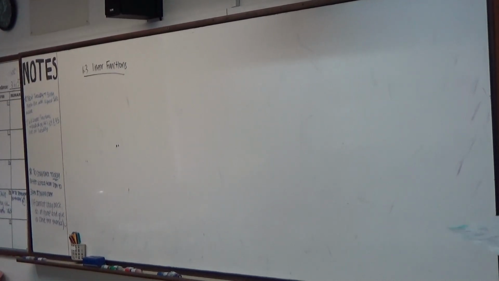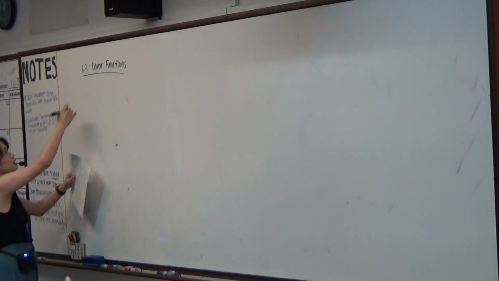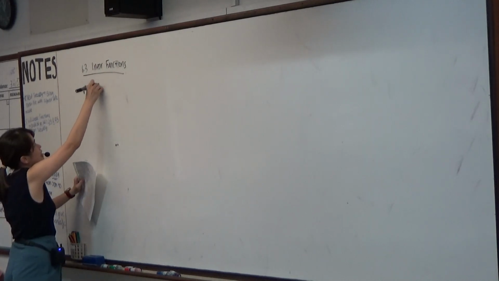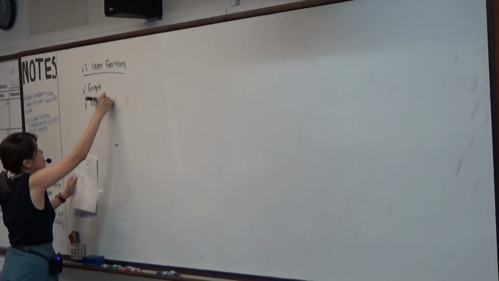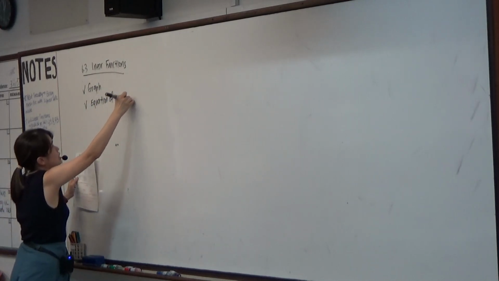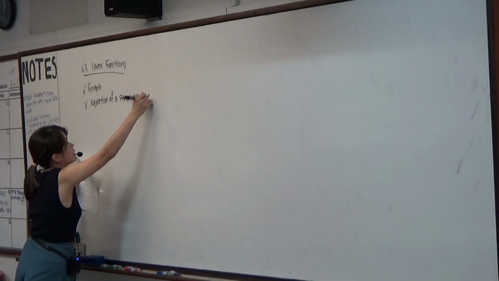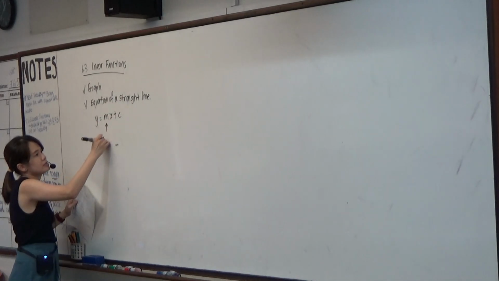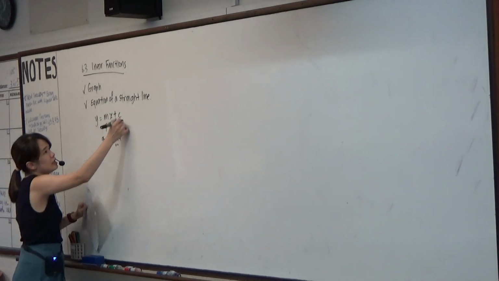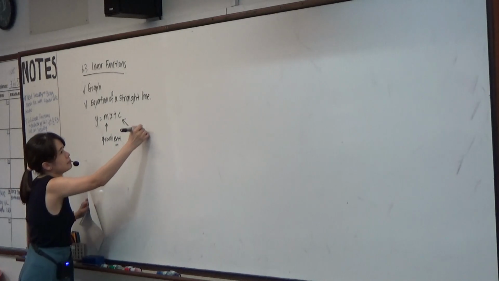Okay, so in chapter 6.3, what we have already covered so far is the graph of a linear function and the equation of a straight line. Okay, and in our last lesson, I also briefly mentioned gradient as well. So we know how to draw the graph and the equation of a straight line. We also have covered that, which is your y equals to mx plus c, whereby m is your gradient and your c is your y-intercept.